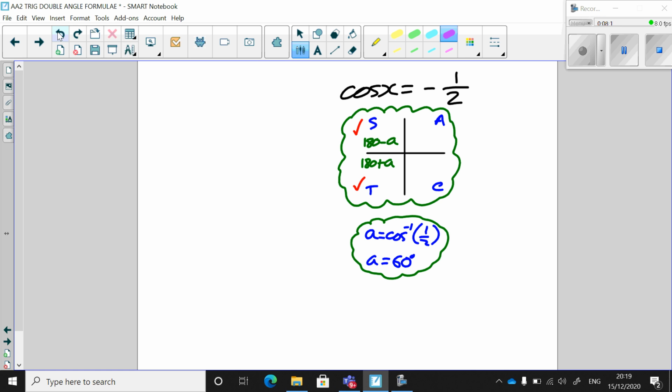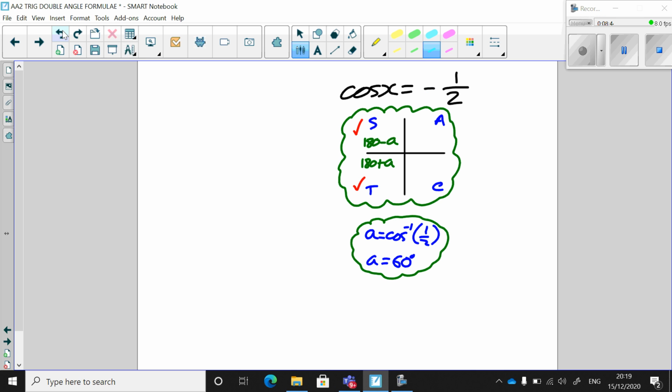Bring A on board. Oh, and do you notice? Please notice I've got rid of the negative at this part here, because the quadrant check is taking care of what your solutions are going to be. A, the calculator answer, is always positive. Right, it's always positive.